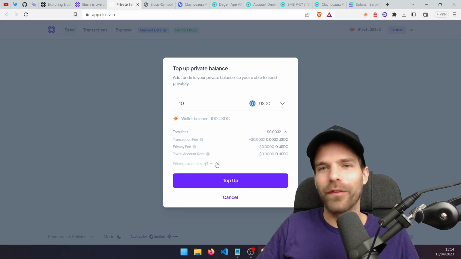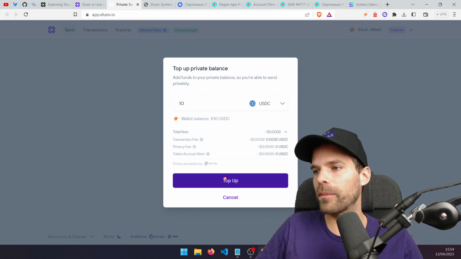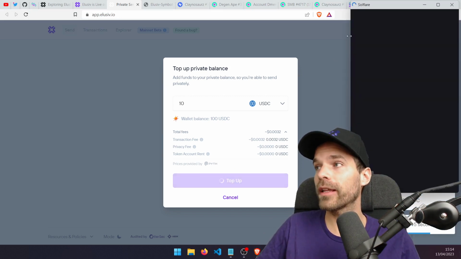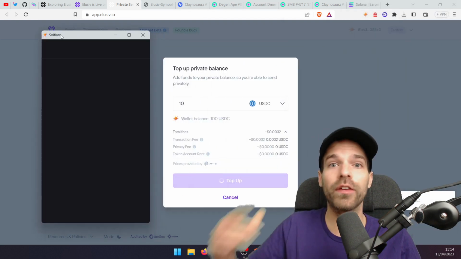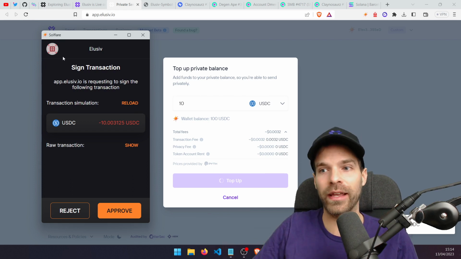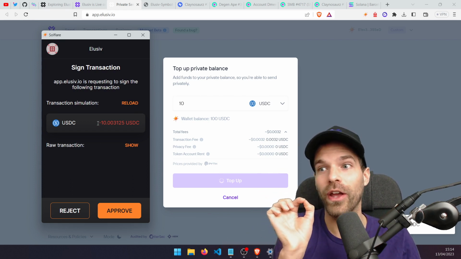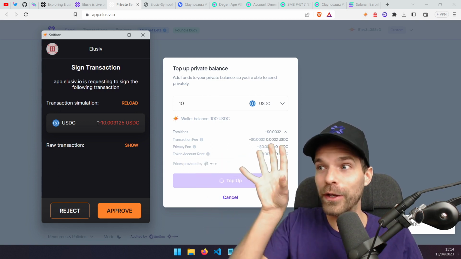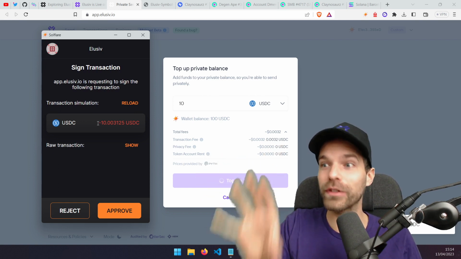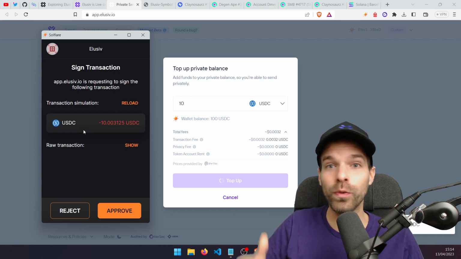Prices provided by Pyth. Got the swag for everything. Top up. And now we get to sign a transaction, because that's actually funds that need to go out from my wallet. So I need to sign this, and I see it's just USDC that is going out. There's no Sol involved, because Elusiv also takes the fee in the SPL token that it transacts, which for some use cases is super nice.